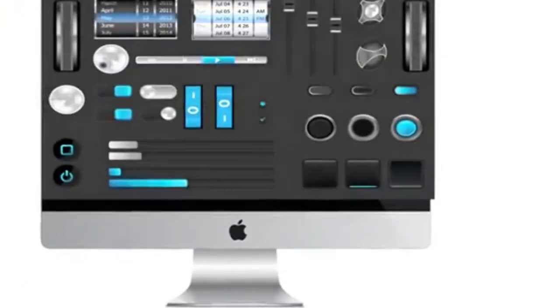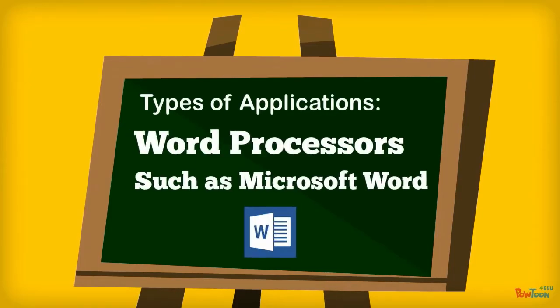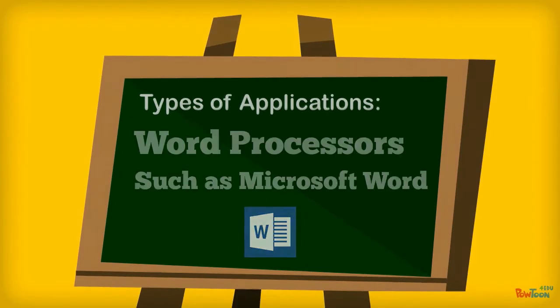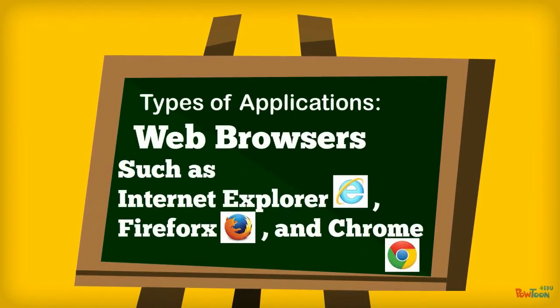Now that you've gained some information on what an application is, let me discuss its types. Applications can vary in many ways, including how they're built, what platform they run on, whether they are open source or proprietary, or for which market they are used.